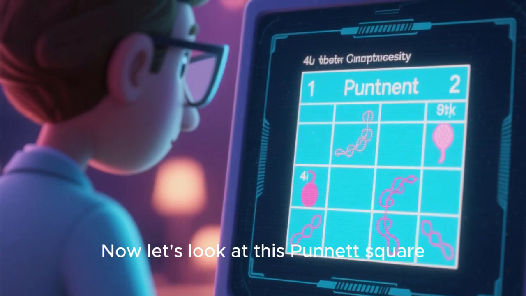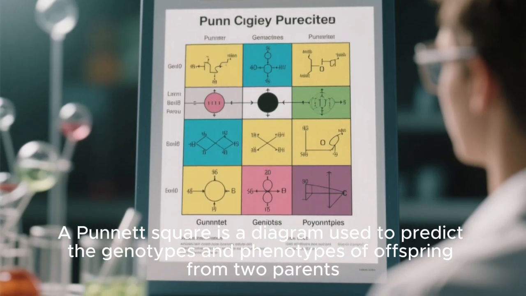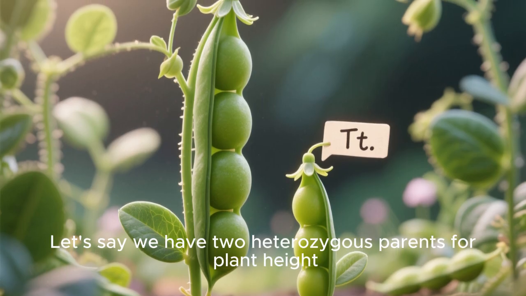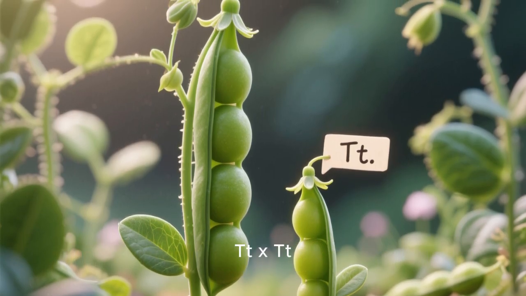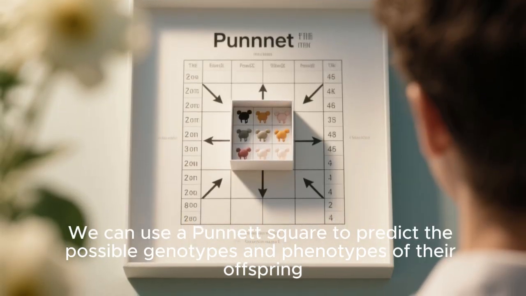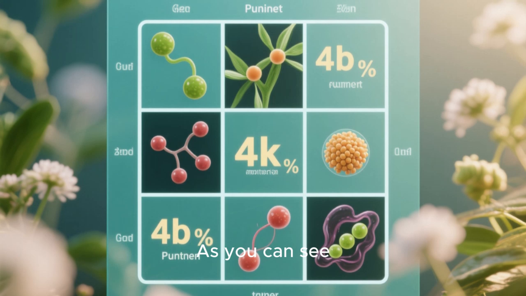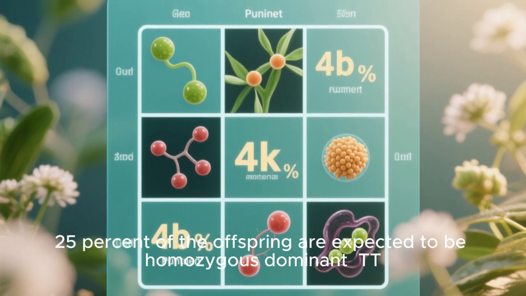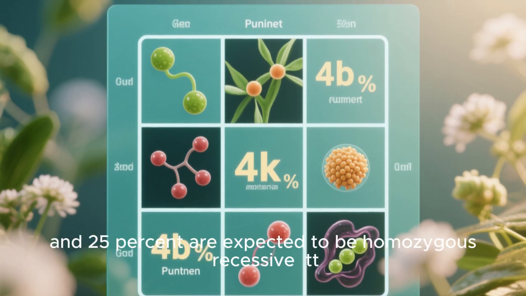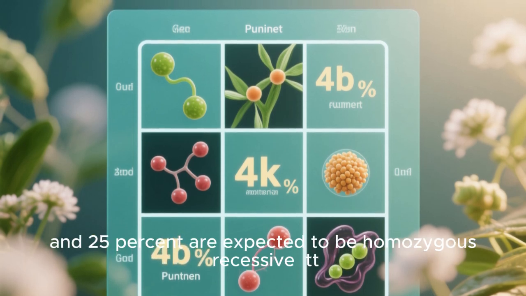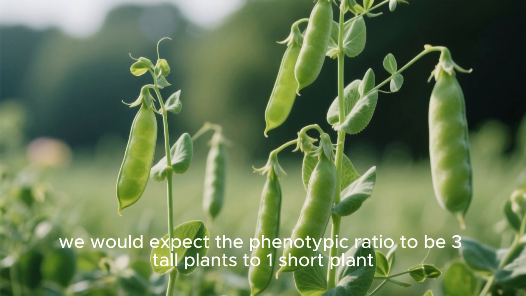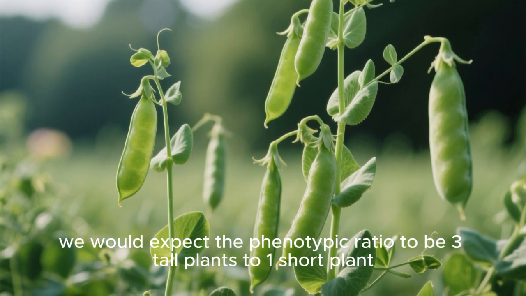Now let's look at this Punnett square. A Punnett square is a diagram used to predict the genotypes and phenotypes of offspring from two parents. Let's say we have two heterozygous parents for plant height, Tt x Tt. We can use a Punnett square to predict the possible genotypes and phenotypes of their offspring. As you can see, 25% of the offspring are expected to be homozygous dominant TT, 50% are expected to be heterozygous Tt, and 25% are expected to be homozygous recessive tt. Therefore, we would expect the phenotypic ratio to be 3 tall plants to 1 short plant.